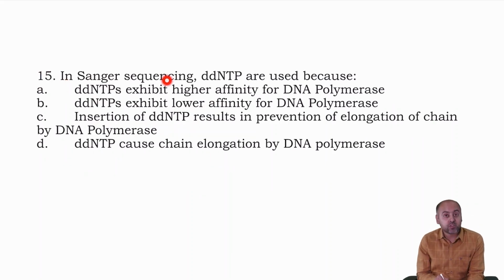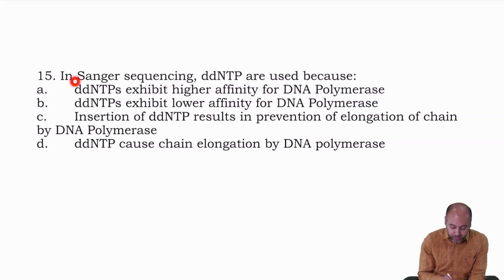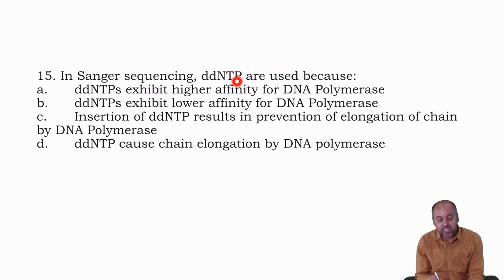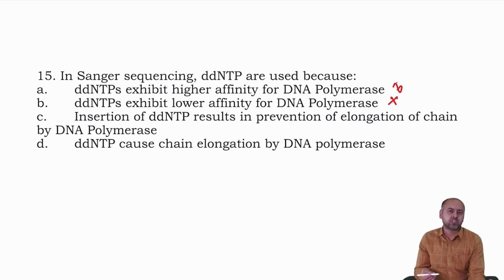In Sanger's sequencing, see again, a technique. The INICET is talking so much about concepts, tests, techniques, the underlying concepts that you have to know. In Sanger's sequencing, ddNTP, dideoxy nucleotide triphosphate, is used because of which of the following properties? ddNTP exhibits higher affinity for DNA polymerase? No. ddNTP exhibits lower affinity for DNA polymerase? No. These two are not the features for using it.